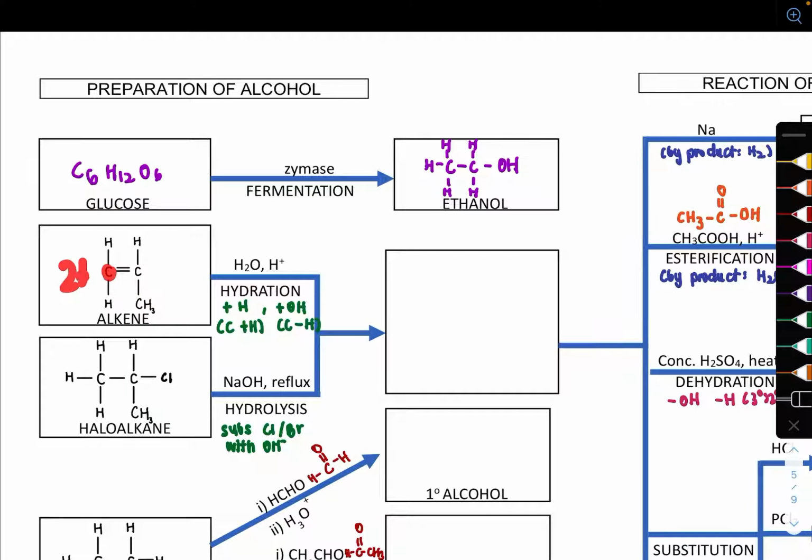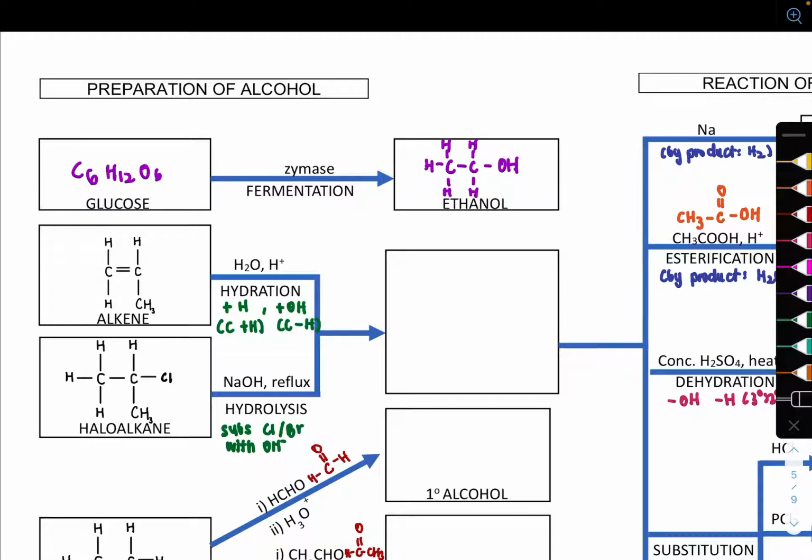This carbon we have 2 hydrogen. This carbon only has 1 hydrogen. So where will the hydrogen be added? The hydrogen will be added here, and the OH will be added here. Because again, from alkene to alcohol, we don't have any double bond. We form 2 new single bonds. Okay, that is for hydration of alkene.